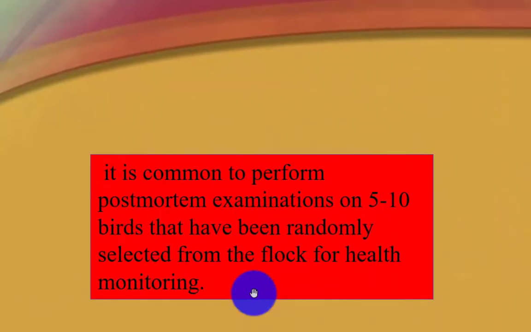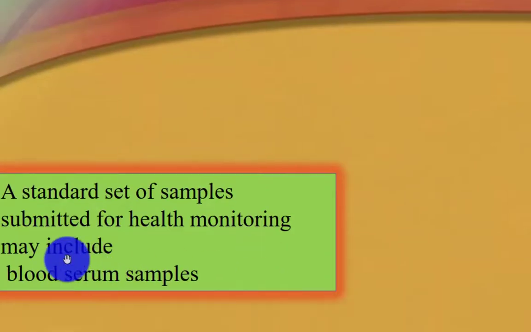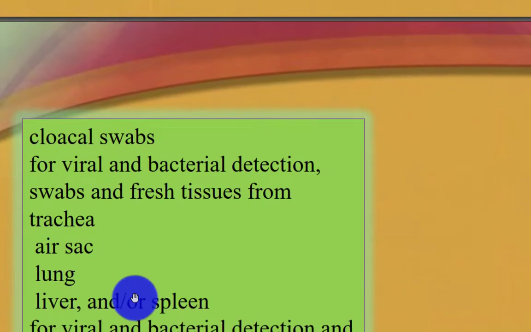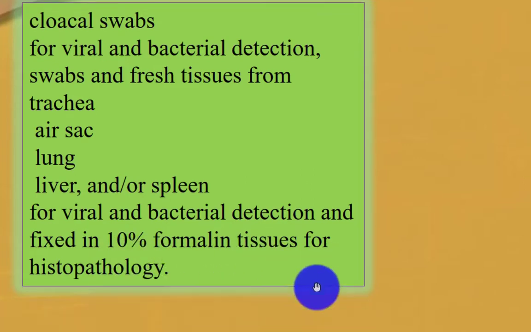It's common to perform post-mortem examination on 5 to 10 birds that have been randomly selected from the flock for health monitoring. A standard set of samples submitted for health monitoring may include blood serum samples, cloacal samples for viral and bacterial detection, swabs and fresh tissue from trachea, air sac, lung, liver, and/or spleen for viral and bacterial detection, and tissue fixed in 10% formalin for histopathology.